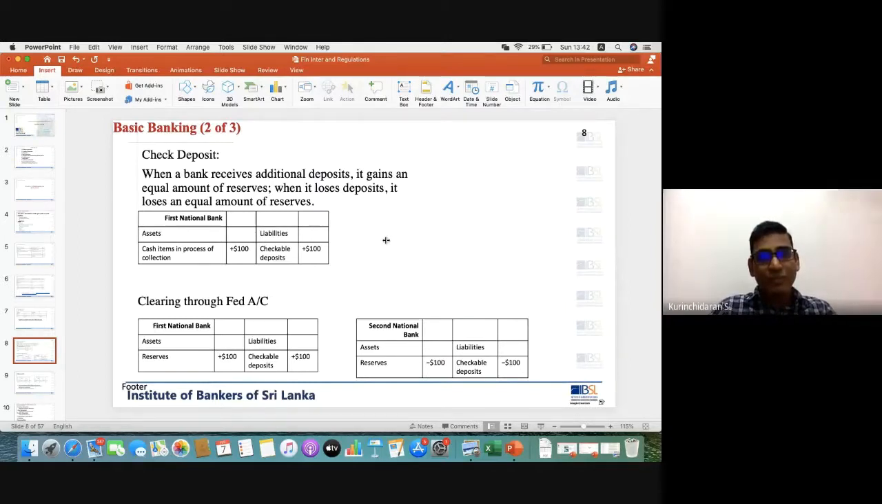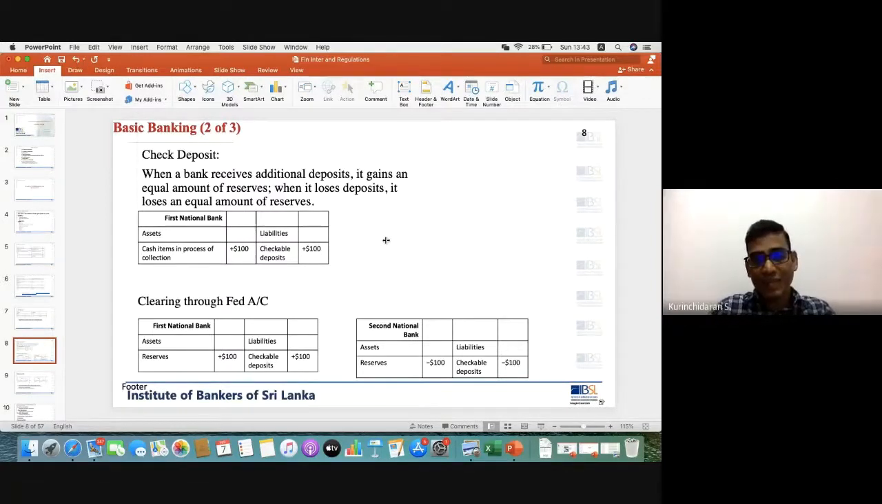So now, after that, what will happen, right? That check will be cleared through the Fed account or central bank account. So what will happen now? It's clear, so you can see the First National Bank account and Second National Bank account. Now I look at the customer of Second National Bank who wrote the check. So now the fund has gone to First National Bank, cleared through the central bank account.